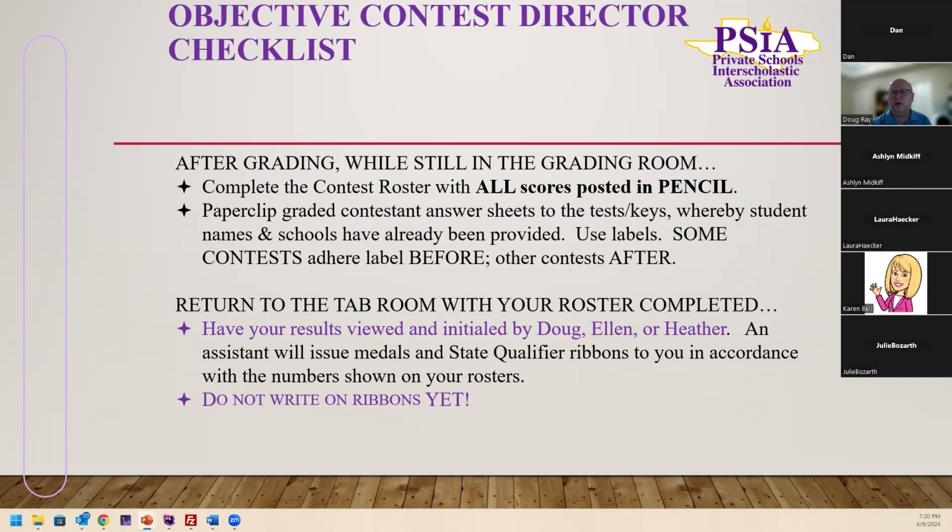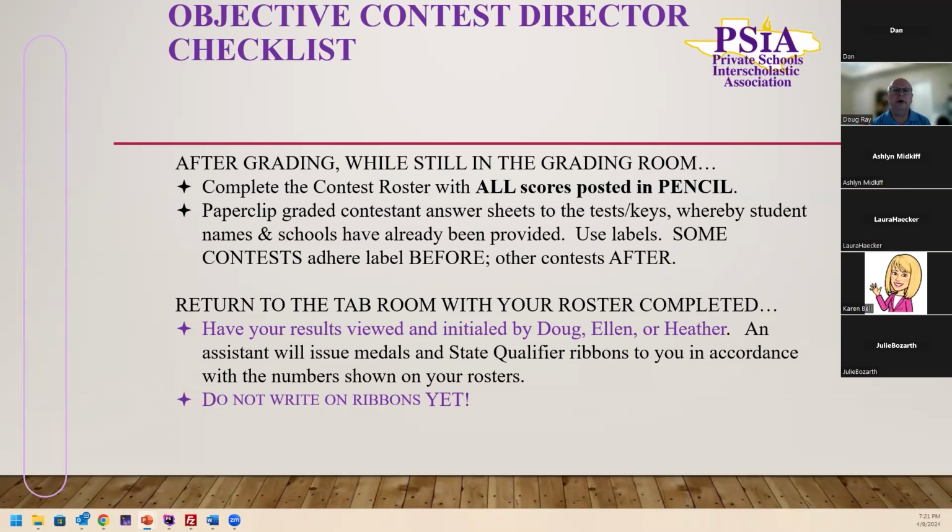An assistant there will help issue you the medals that you need to present during the verification and the state qualifier ribbons based on the numbers and the ties and all the other factors that go into how many awards you need. Do not write on the ribbons just yet, right? Because things can change during verification. And if you go ahead and write on the ribbons and it's the wrong name because that person then ends up being a person in the top 6 where they get a medal, then that ruins the ribbon and you can't recycle the ribbon like that. So we don't write on the ribbons at this time.